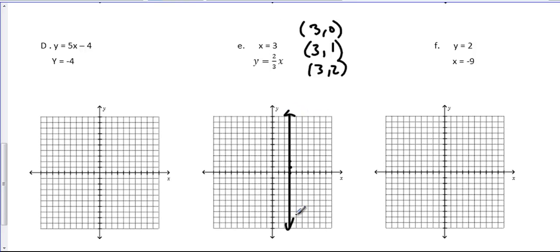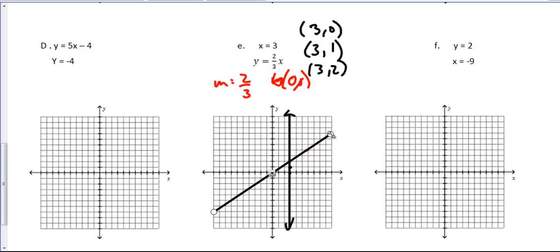Now the other one's in slope-intercept form, so I'm going to graph that the same way I graphed the other ones. So I have 2/3, and my b is 0, 0. Up 2 over 3. Up 2 over 1, 2, 3. I have my cross. I want to make sure I extend it all the way through my graph.